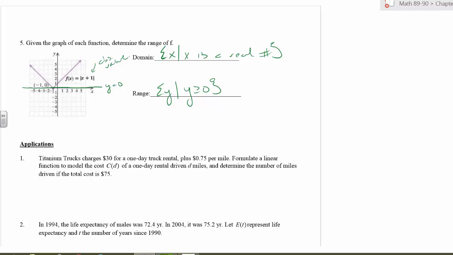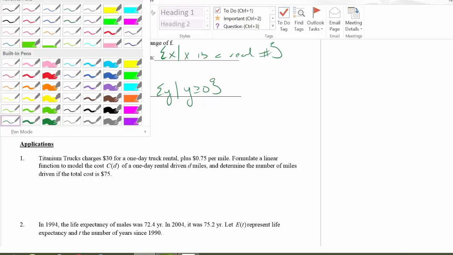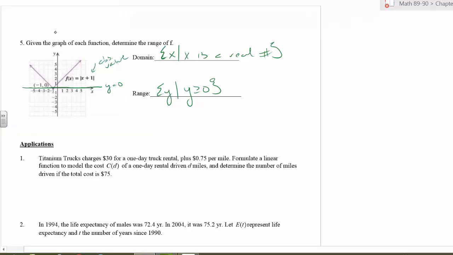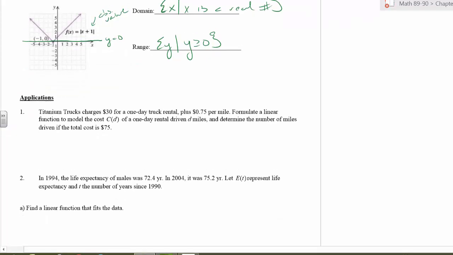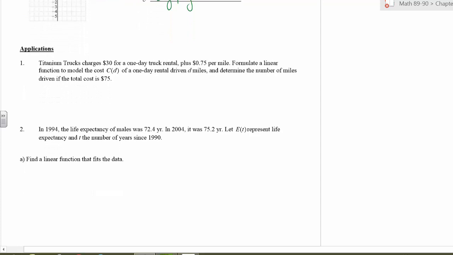And as any good math lesson finishes, let's do some word problems. So we've got a couple of cool application problems here. At least I think they're cool. So number 1, titanium trucks charge $30 for a one-day truck rental plus 75 cents per mile. Formulate a linear function to model the cost C of D of a one-day rental driven D miles and determine the number of miles driven if the total cost is $75.